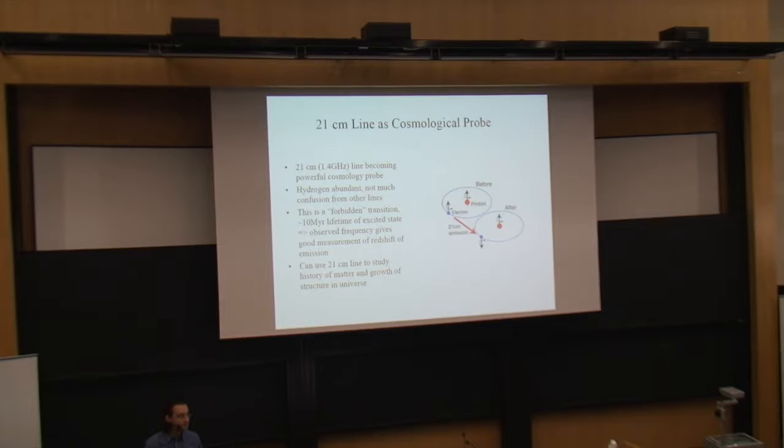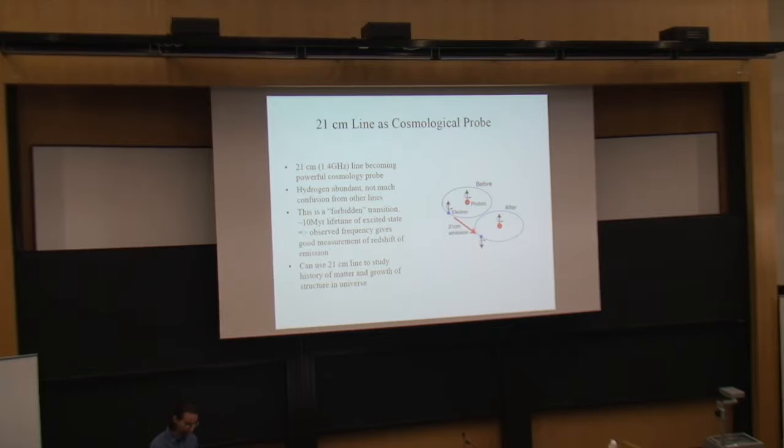And it's a classically forbidden transition, so the lifetime of the excited state is 10 to the 7 years. So it's an intrinsically very narrow line. So you get a very good determination of the redshift to the neutral hydrogen that you're observing, just inherent in the measurement. So it allows you to build up these large three-dimensional tomographic maps of structure.